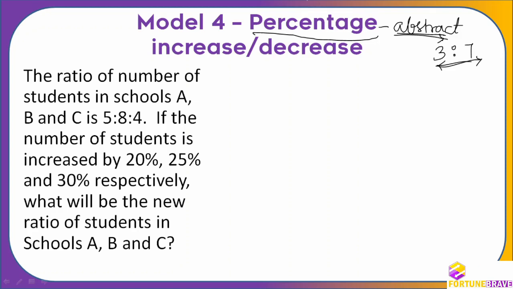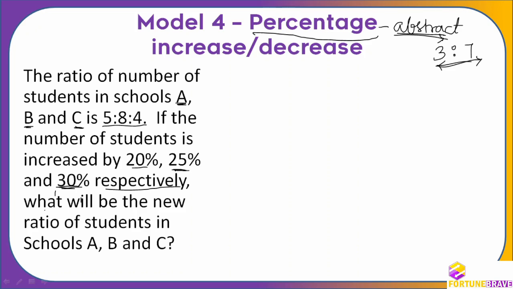Okay, let us see this question and solve some questions on the model that we are looking at, percentage increase or decrease. The ratio of number of students in schools A, B and C is 5:8:4. If the number of students is increased by 20%, 25% and 30% respectively. Here, respectively doesn't mean with respect. It means that 20% is for A, 25% is for B and 30% is for C, which all of you might know as well.